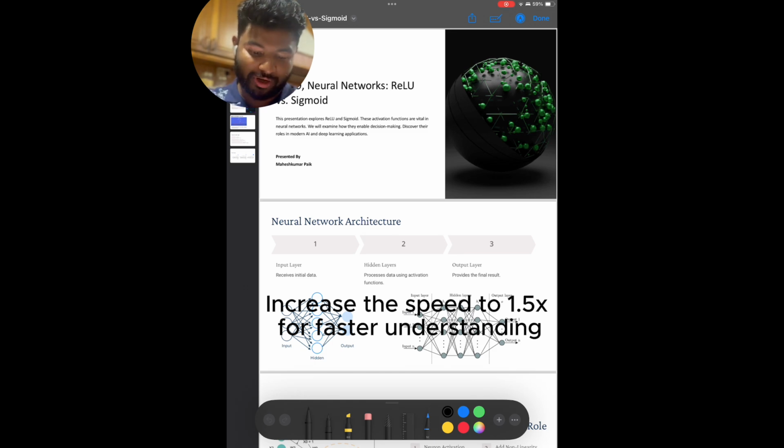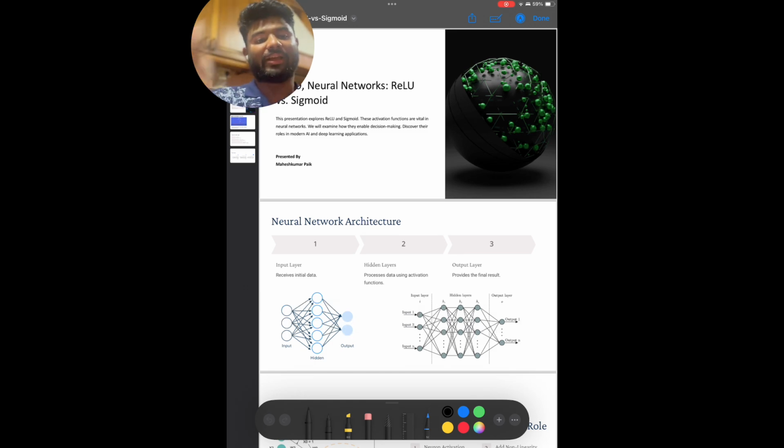Today I'm going to talk about neural network again. Technically, yesterday I spoke about neural network. It was a very quick introduction. So today I'm going to give some time on activation.